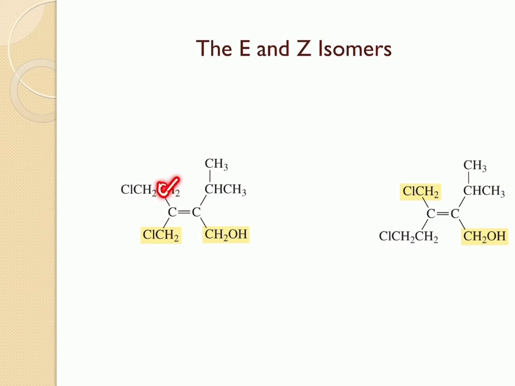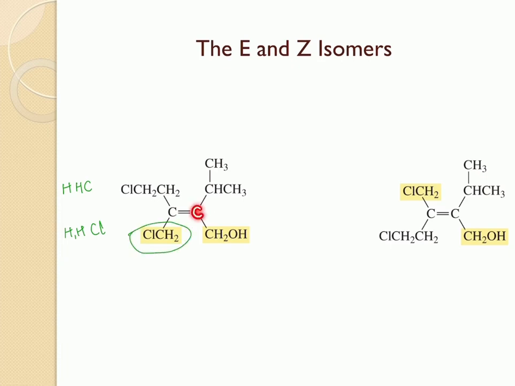So this carbon is attached to two hydrogens, and it is also attached to one carbon. So the points of connection are H, H, and C. And on this side, this carbon is attached to two hydrogens and a Cl. So the different atoms are H, H, and Cl. Now between these two sets of atoms, which one is going to have higher priority? Obviously, it would be this one because chlorine has a higher atomic number than carbon. So your high priority group is right here.